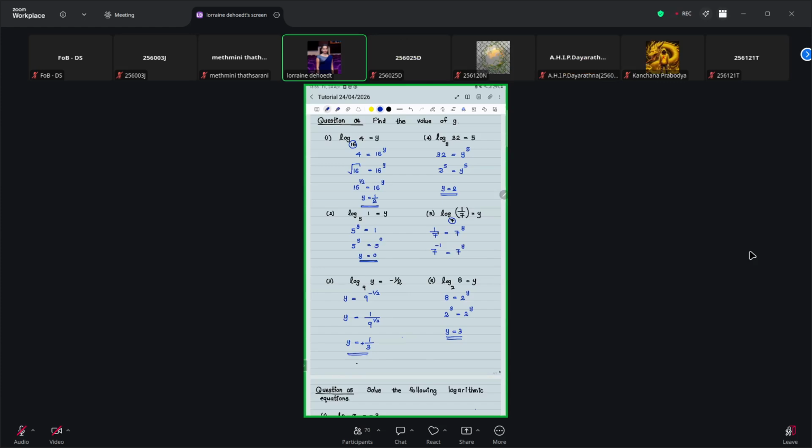Why we need to get the numerator term? Because the right hand side has only numerator term. That's the reason. Now the bases are equal, 7, 7. Then what happens? The indices must be equal.